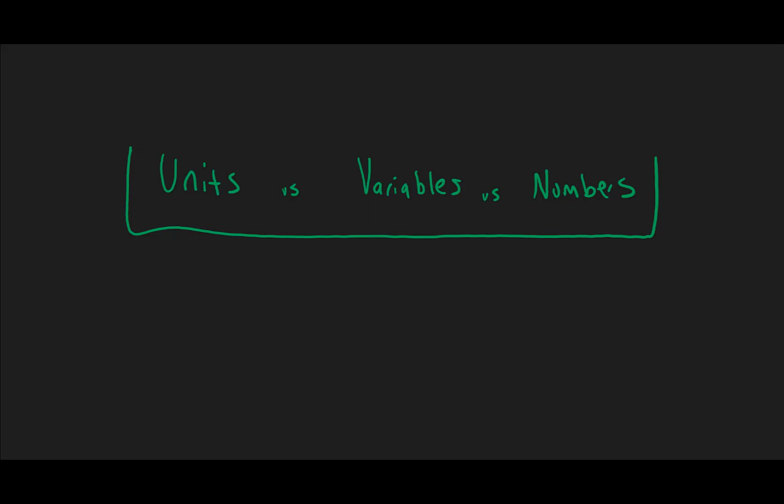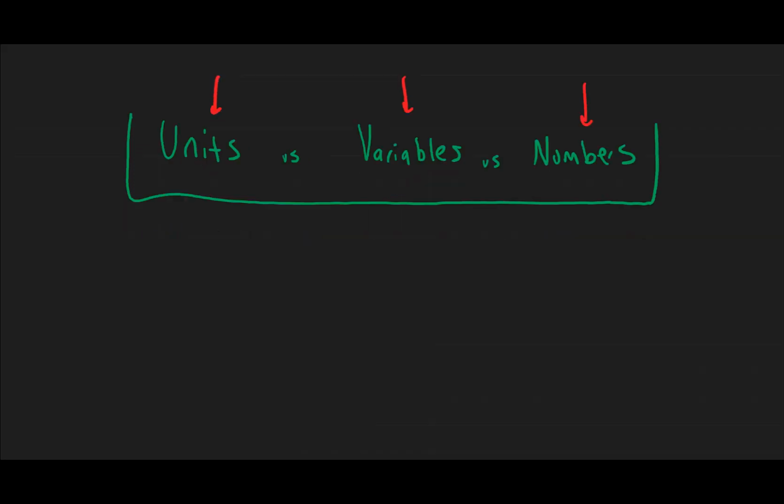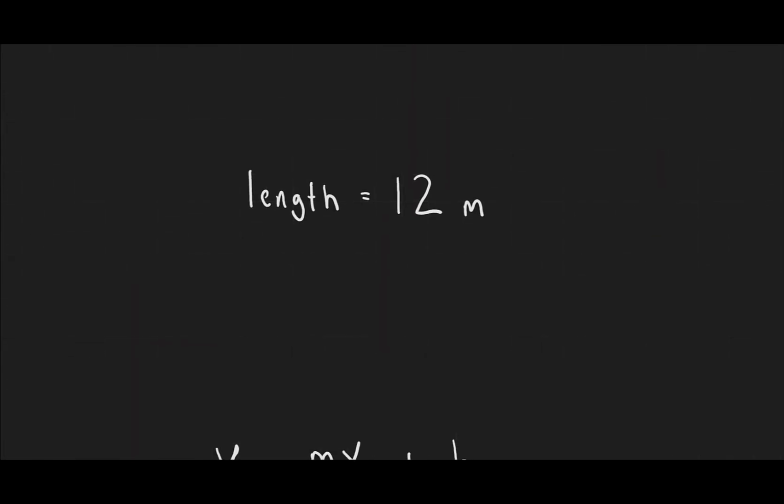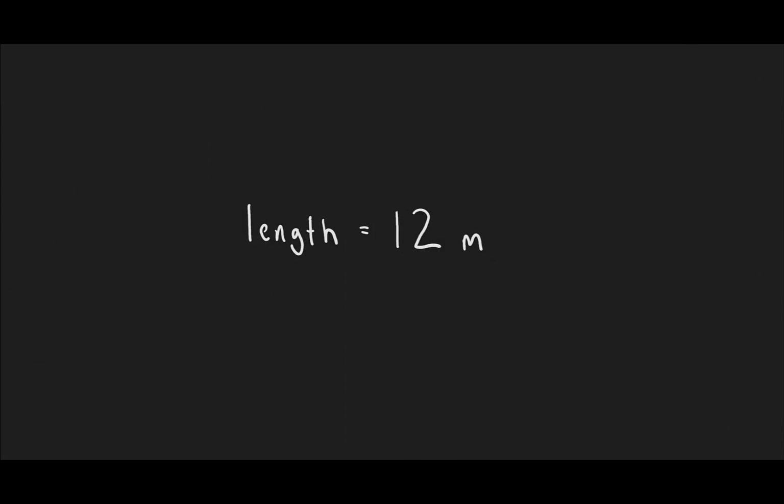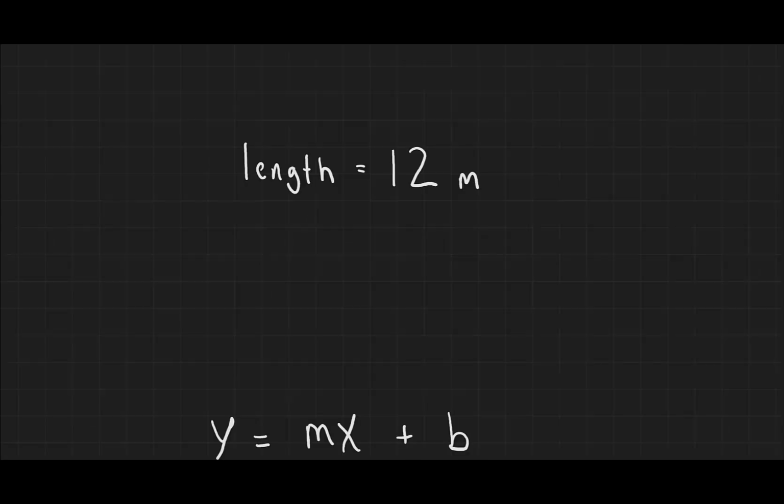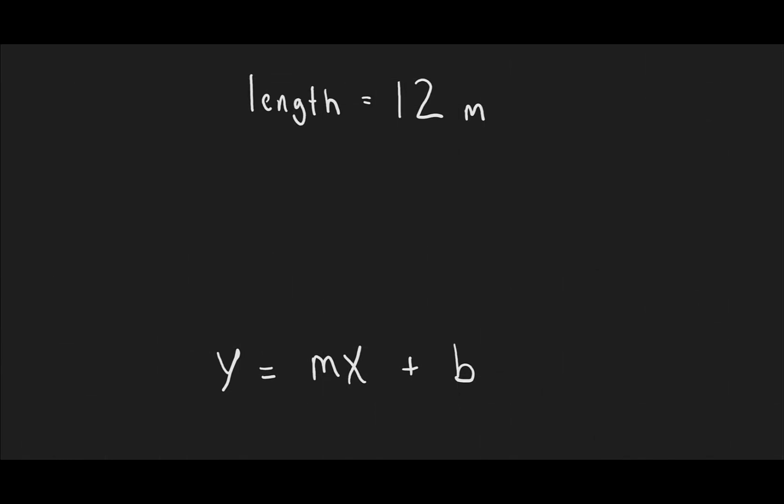Hello, in this video I want to help you distinguish units from variables and also tell you something about numbers that we use in algebra. This is just some vocab basically. We use a lot of letters. For example, m shows up a lot in physics. Sometimes it shows up like this, length equals 12m, and sometimes it shows up in an equation, like y equals mx plus b. This is more of a math thing, but still. We call this a unit, and we call this a variable.